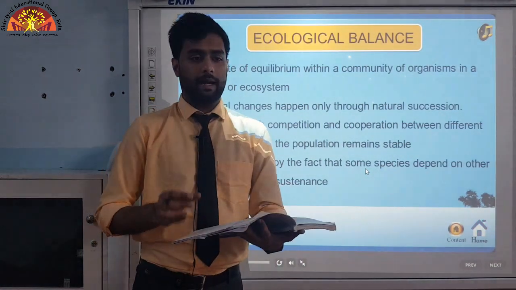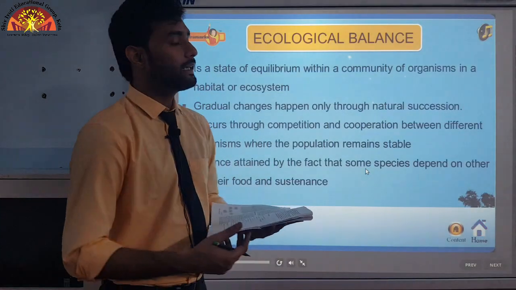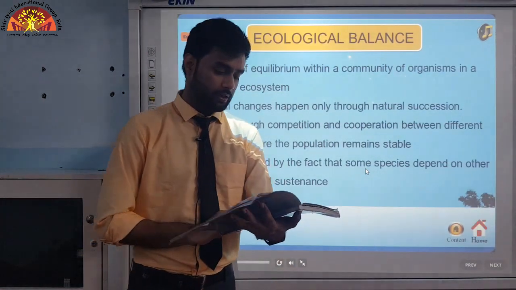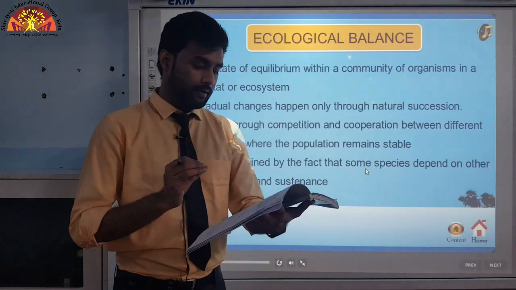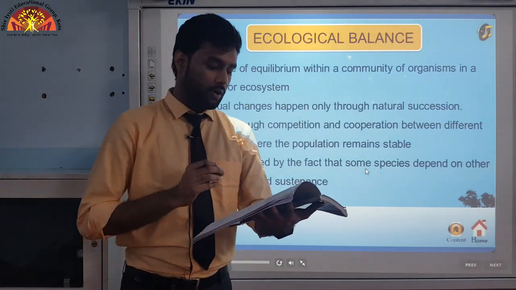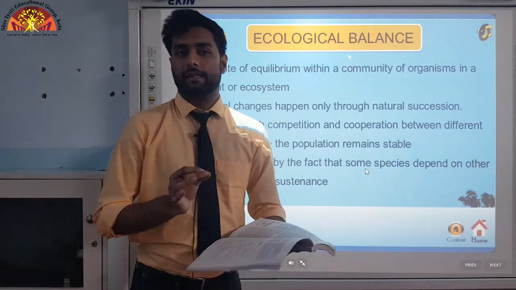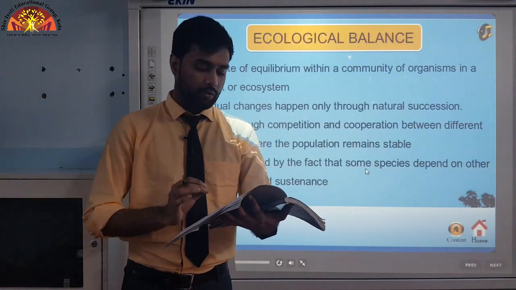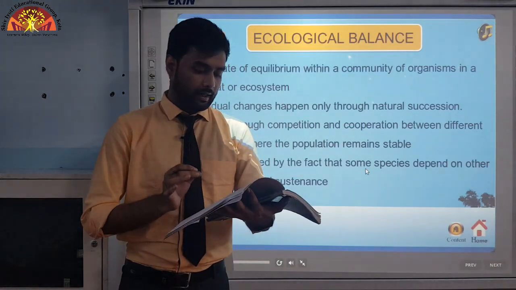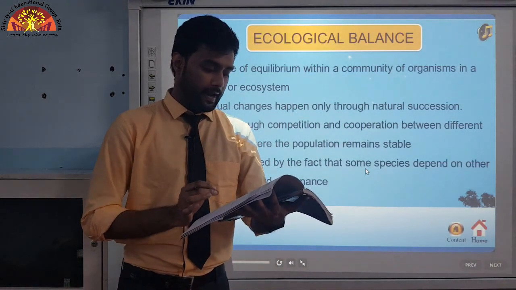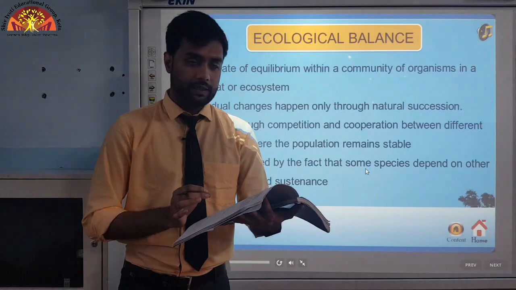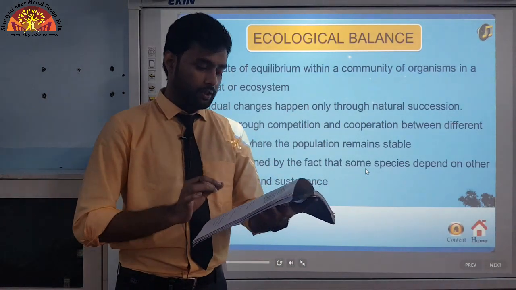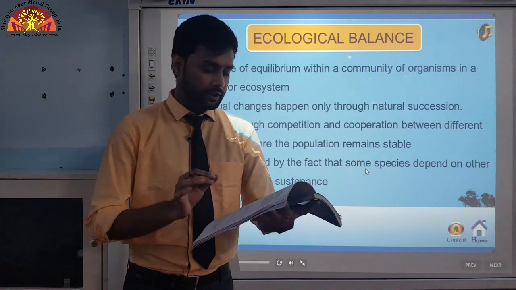What is ecological balance? Ecological balance means that there is a balance between the different organisms which are found in a habitat or an ecosystem. It can happen when the diversity of the living organisms remains relatively stable. Gradual changes do take place, but that happens only through natural succession. It can also be explained as a stable balance in the numbers of each species in an ecosystem. This occurs through competition and cooperation between different organisms where population remains stable.